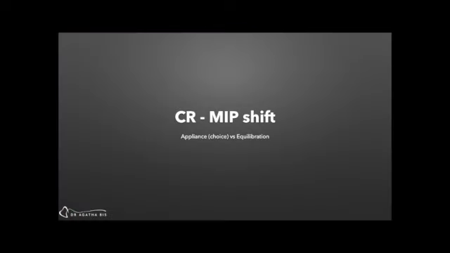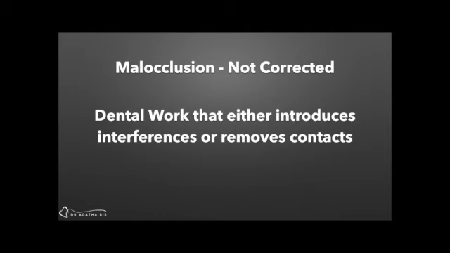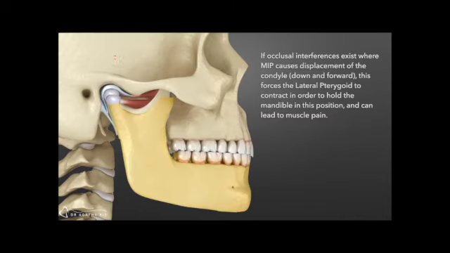So one more concept before I show you a few cases. CR to MIP shift. So essentially choosing whether to use an appliance or equilibrate the patient. This especially happens when there's malocclusion that's not corrected. A lot of the times I'll see patients who've had dental work that either introduced interferences or removed certain contacts. So if you have an occlusal interference where MIP, maximum intercuspation, causes displacement of the condyle down and forward, so they're biting forward, this forces the lateral pterygoid to contract. So it has to hold the mandible forward, and so it's constantly active, and this can cause muscle pain.